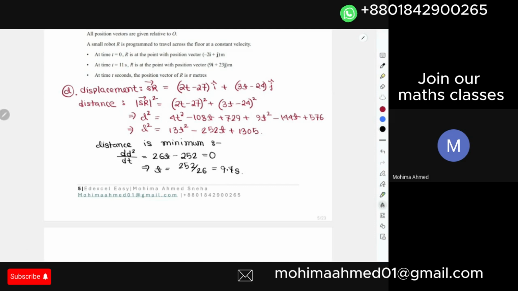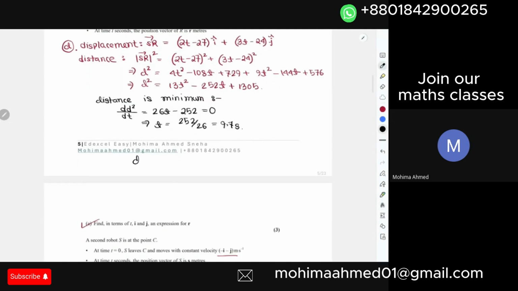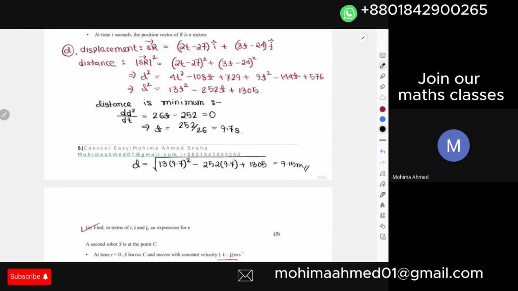In some questions, they might ask you to also find the distance. Then I will use the 9.7, insert it over here with a square root to get the distance, right? In this case, they never asked you that, but if they would, I would have to calculate this: 13 times 9.7 squared minus 252 times 9.7 plus 1305, and everything under the square root. Then I will get the value for your distance also, which they didn't ask here, but we are just calculating this for your clarity, which is 9.15 meters. This is how we would have calculated them.